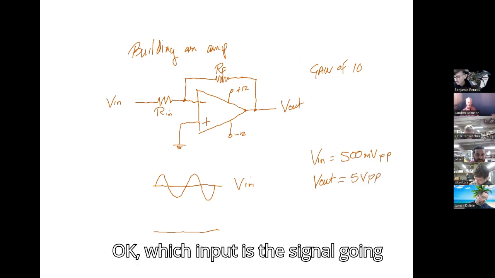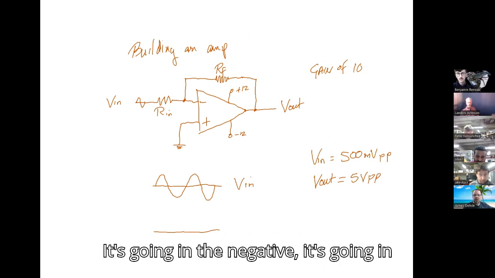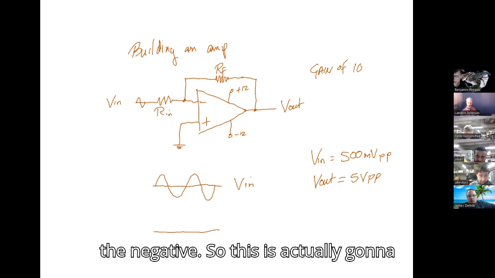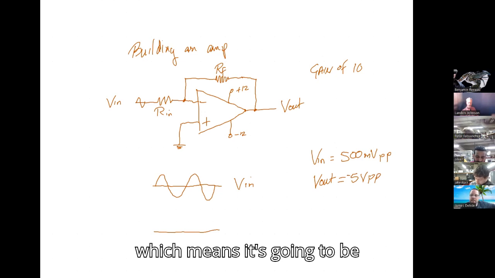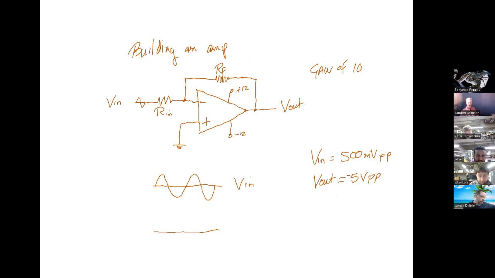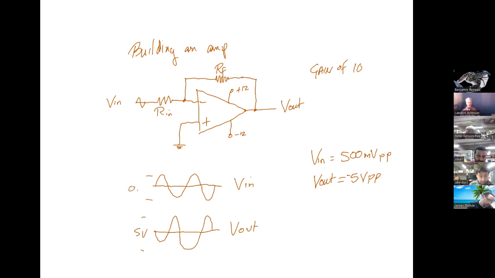Okay, which input is the signal going in? It's going in the negative. It's going in the negative, so this is actually going to be inverted. 5 volts peak to peak, which means it's going to be out of phase with the input. 5 volts peak to peak, 500 millivolts.